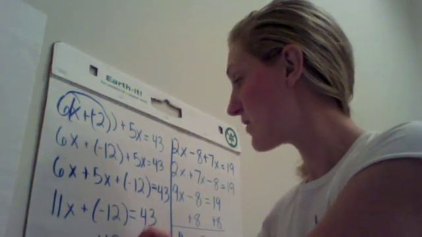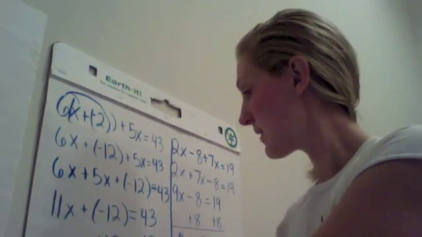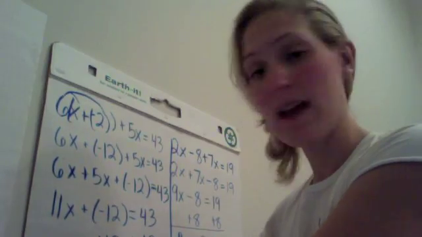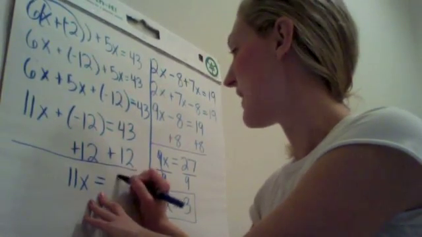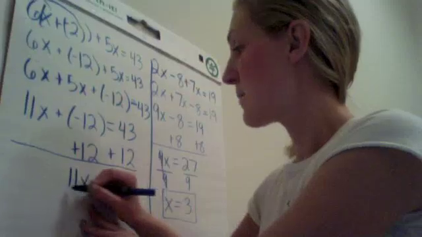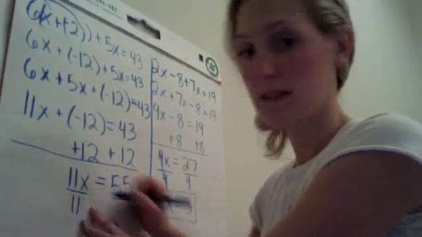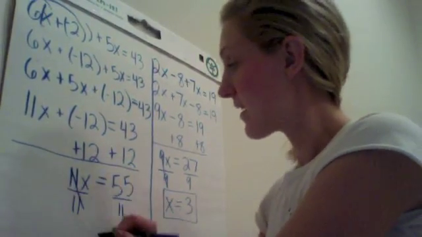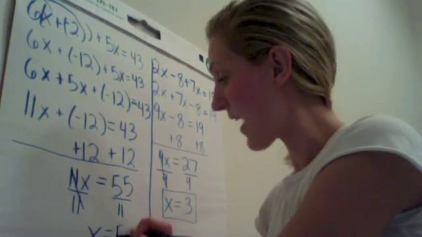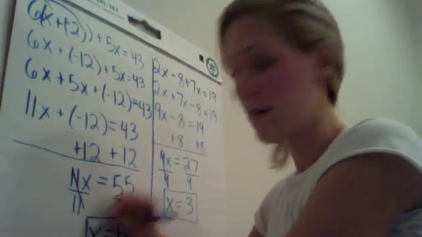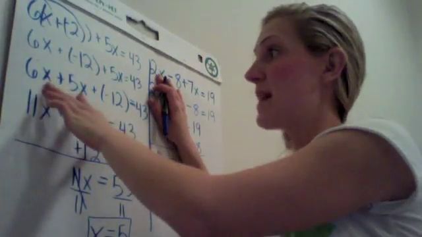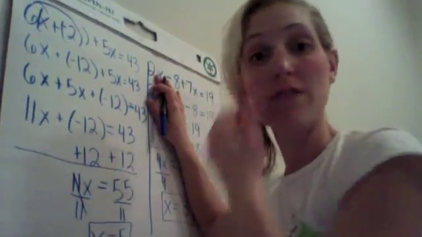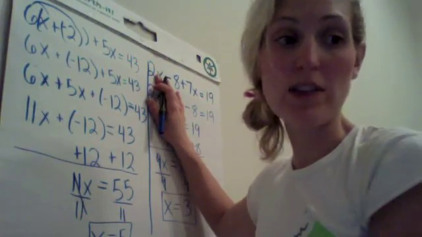At this point, I'm going to add 12 to both sides, leaving me with 11x in the left member, and over here I'm going to get 55. I'm then going to divide by 11, giving me x equals 5. Notice how I started off by distributing. Then I combined my like terms, and then I solved the two-step equation just as I would any other equation.